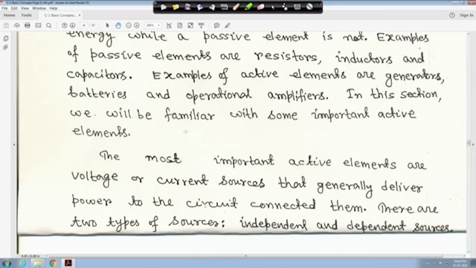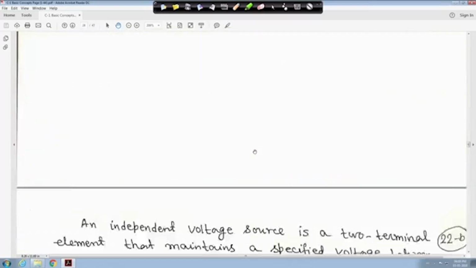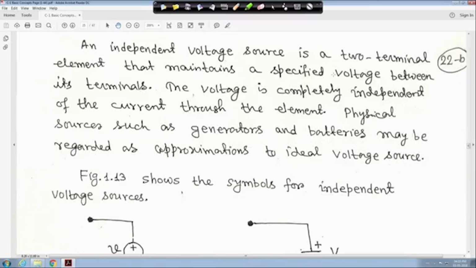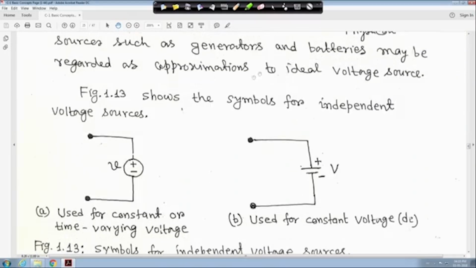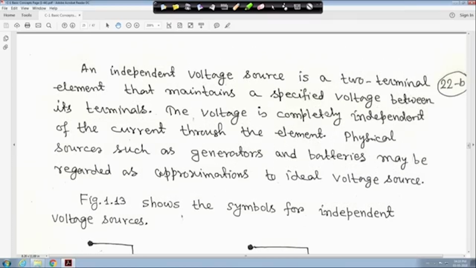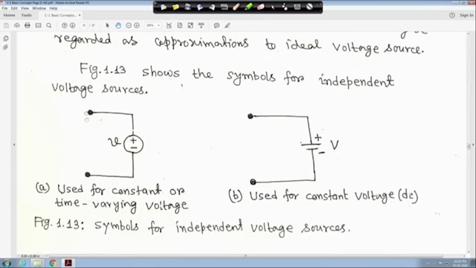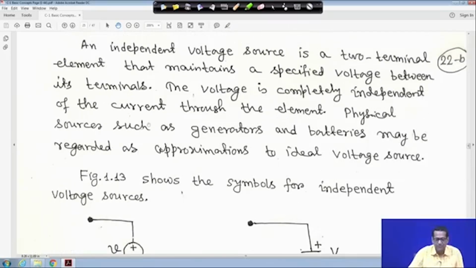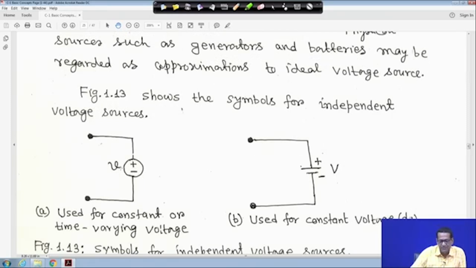So, there are two types of sources, independent and dependent sources. We will consider both here, although in the introduction video I said only independent, later I realized both will be considered, right. An independent voltage source is basically a two terminal element. For example, this is a voltage source, a two terminal element, and the symbol I will come to later, and it maintains a specified voltage between these two terminals. This voltage is completely independent of the current, or it is independent of the voltage of some other parts of the circuit, right.